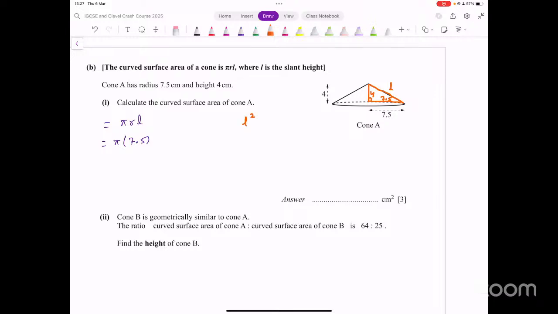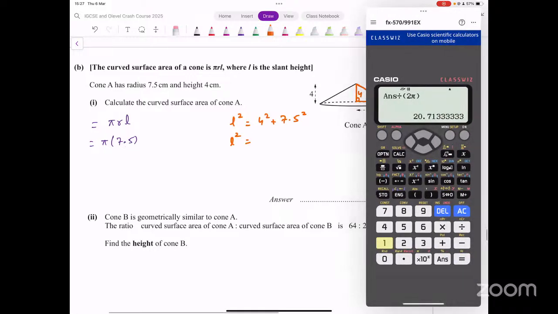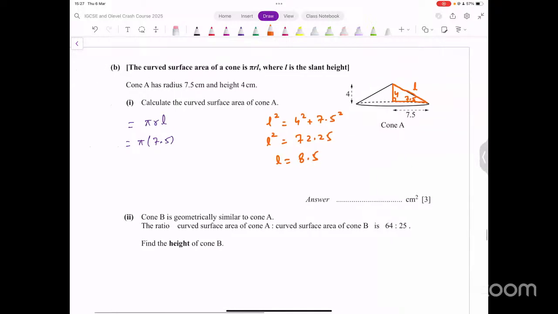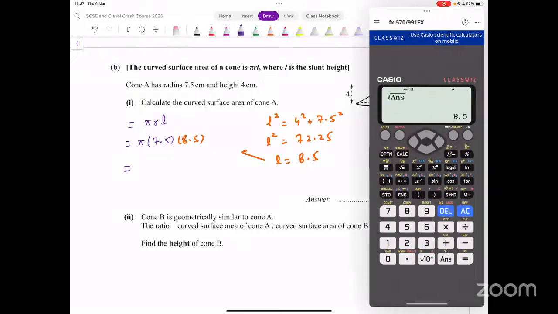So we can say L squared, that's the hypotenuse squared, should equal 4 squared plus 7.5 squared. Okay, using Pythagoras, we can find the value of L like this. L squared equals 16 plus 7.5 squared. That is 72.25. Take square root of that and see what that turns out to be. That's 8.5. That means the slant height is 8.5. Now we can input that value here. This is 8.5, and that is going to give us the curved surface area of this cone. Let's see what that turns out to be.